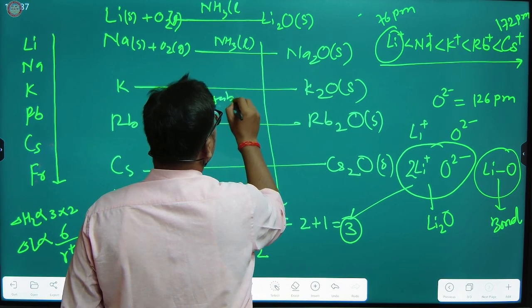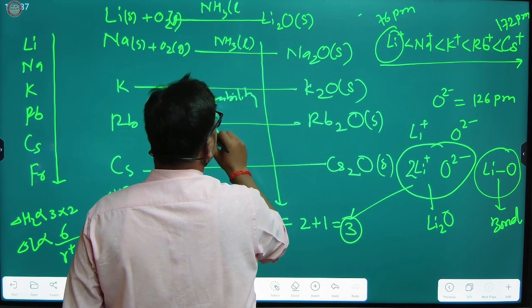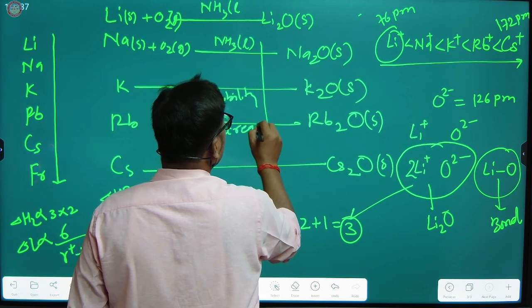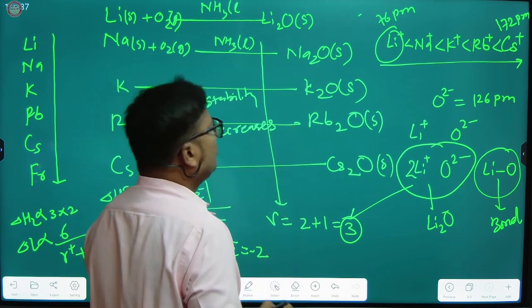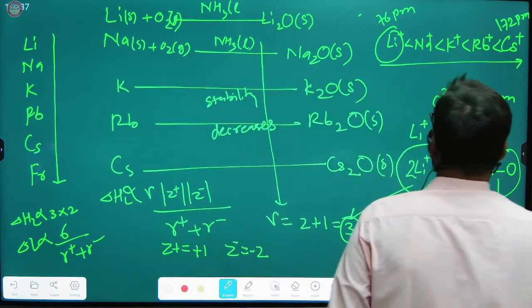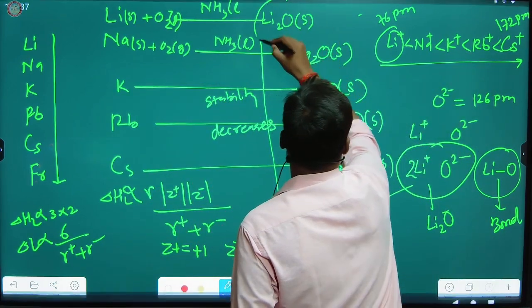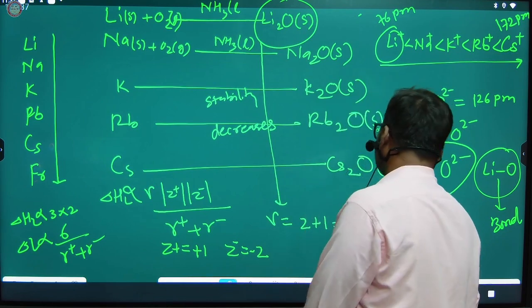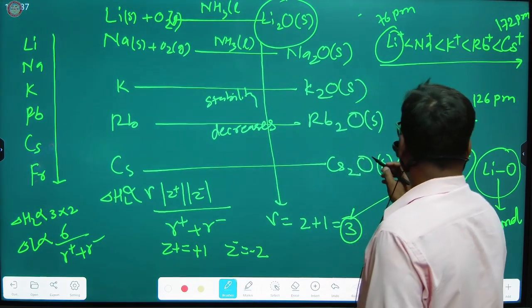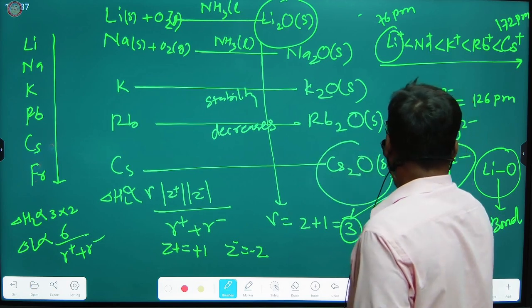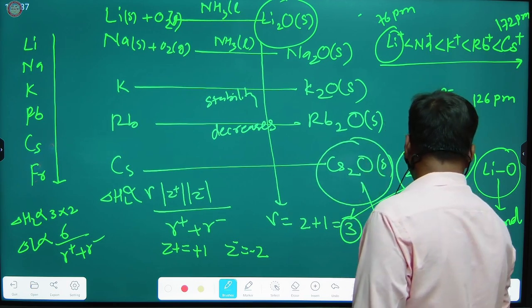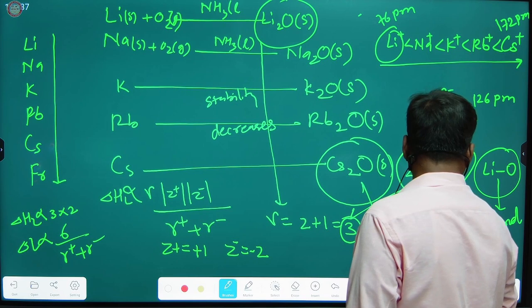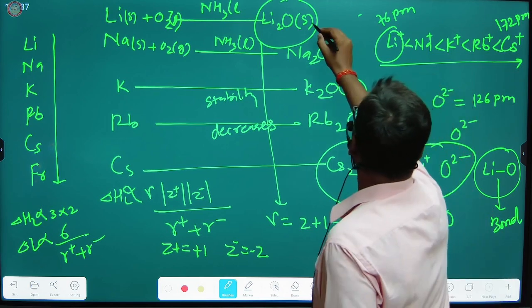Stability decreases. So in this family, lithium monoxide is the most stable monoxide, and cesium monoxide is the least stable monoxide, right?